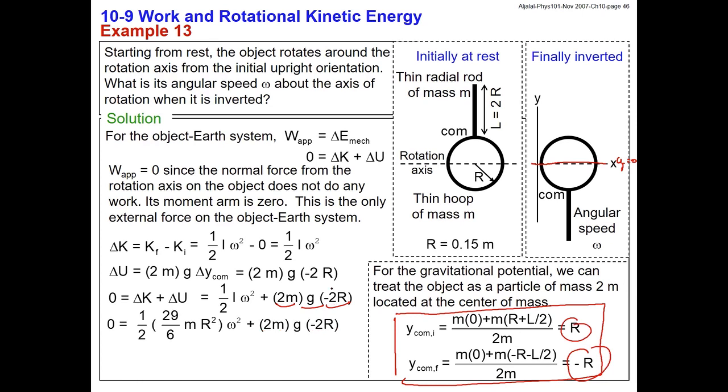So the rest is just simple. You just replace: half I is 29 divided by 6 mr squared multiplied by omega squared plus 2mg multiplied by 2r. And as you can see, the m goes away, and your only unknown here will be omega. Omega will be 48g divided by 29r. Now you put your numbers, and you get 10 radian per second.